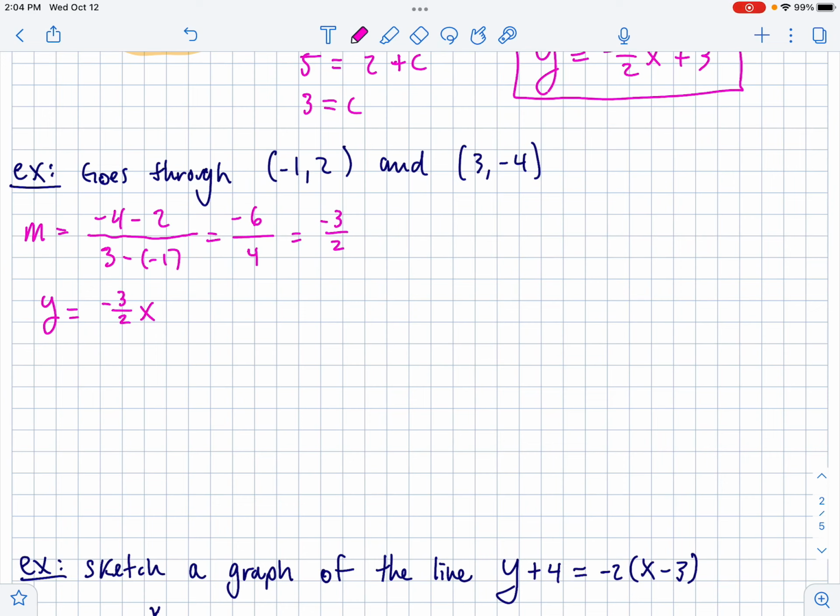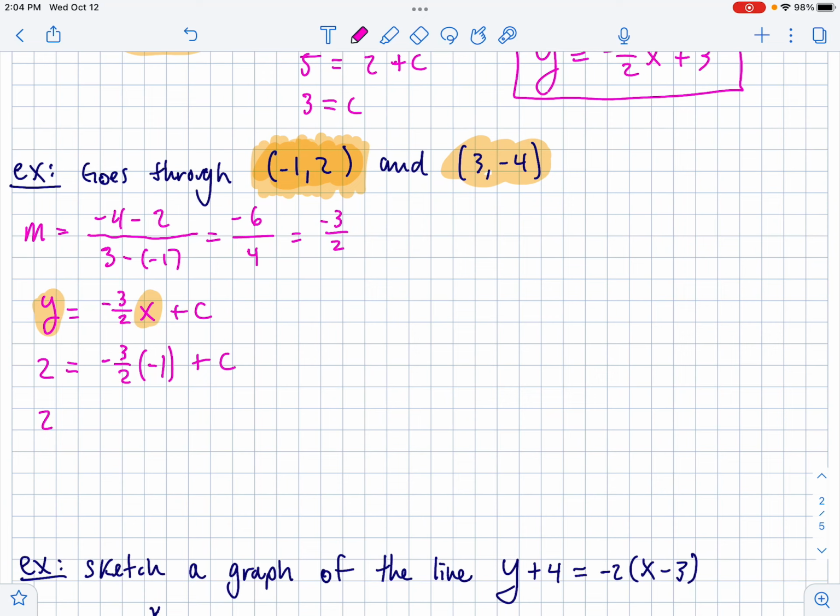Which means that the equation is y equals negative 3/2 x plus c, but we don't know the c value. Here's where you can take either point, either the negative 1, 2 or the 3, negative 4, and then plug them in for the x and the y right here. I'm going to choose the negative 1, 2 because smaller numbers, I guess. So the y gets replaced with 2, and then the x gets replaced with negative 1.